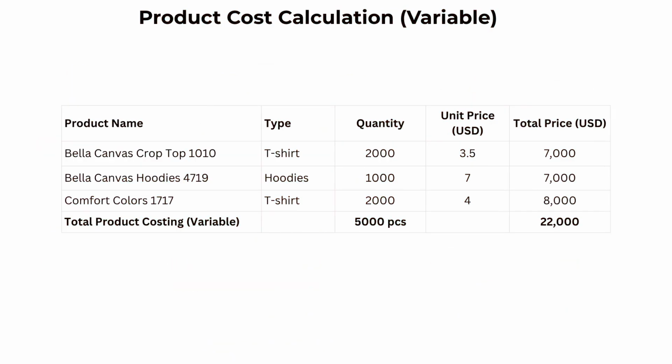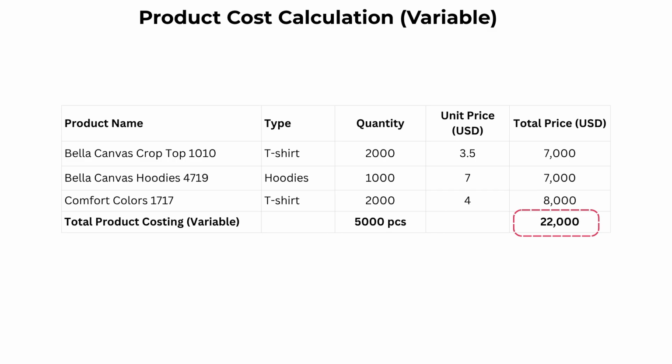Now if we look at product cost calculation, these are product costs corresponding to the number of units we have. So 2000 units for Bella Canvas t-shirt, the crop top. Then for hoodies around 1000 units, which is 7, and we have taken a round number of 2000 units for $4. This includes printing 2 or 3 colors. If you run the numbers, you will be looking at $22,000 in the product cost itself.